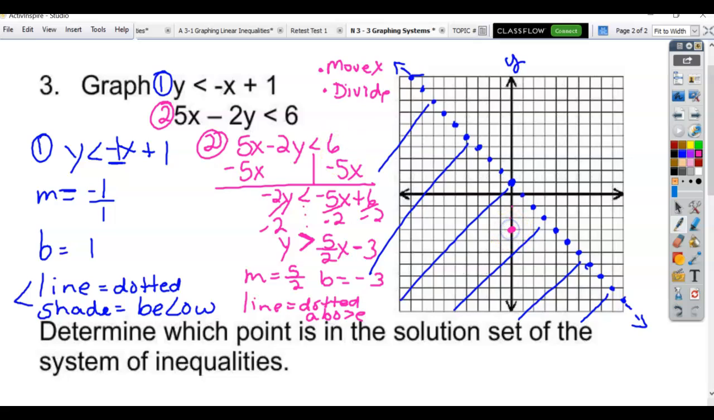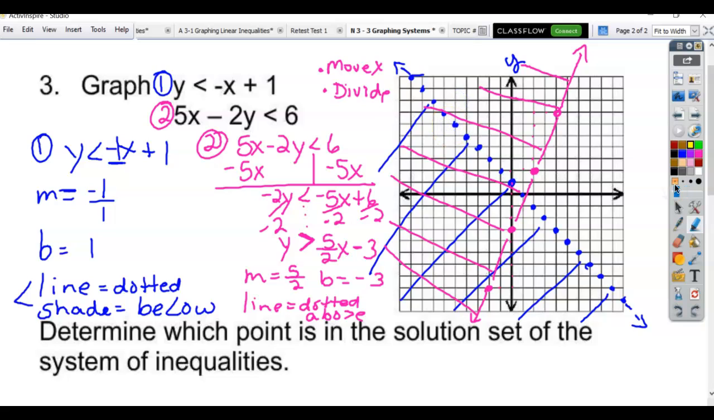1, 2, 3, right there. Then I'm going to go up 5, 1, 2, 3, 4, 5 over 2. Can't go up anymore, so I'm going to go from my y-intercept and go down 1, 2, 3, 4, 5 over 2. Okay, it's a dotted line, but this one's kind of too dotted for me to be able to see where points are, so I'm going to put it like that. That is a dotted line. And then I'm shaded above, so that's this direction right here. It's above the line.